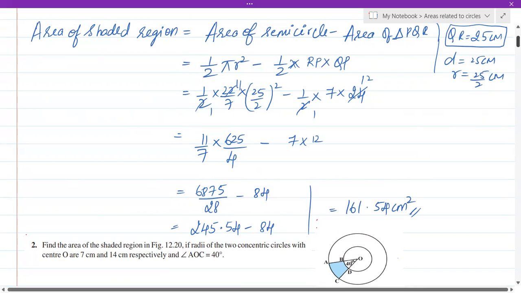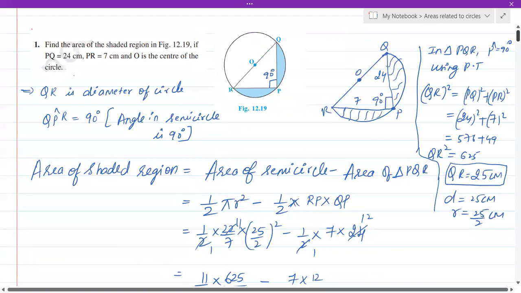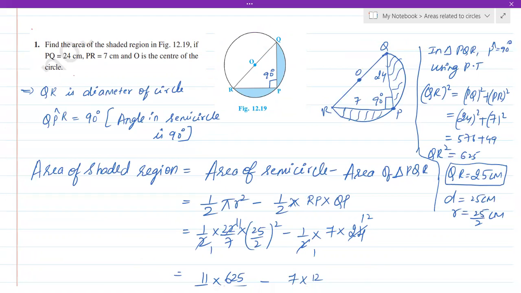So here there are a few things that we have to observe. First, as soon as we get this circle and we have the diameter, so we get to know it's a semicircle. So angle in semicircle is 90 degree. So we got to know that PQR is a right angle triangle. Once we got to know it's a right angle triangle, then we can use Pythagoras theorem. So using Pythagoras theorem, we got QR, which is the diameter. So divide by 2, you get radius. Then substituting in the values, substituting in the formula, we get the answer.